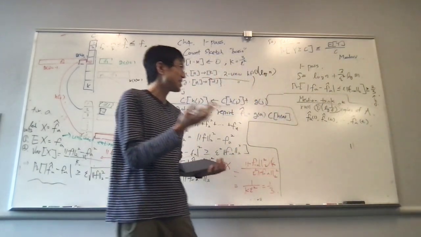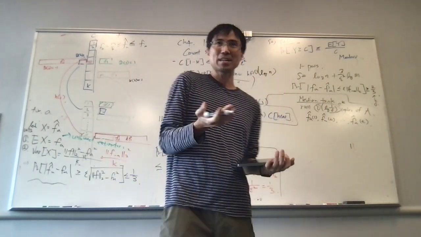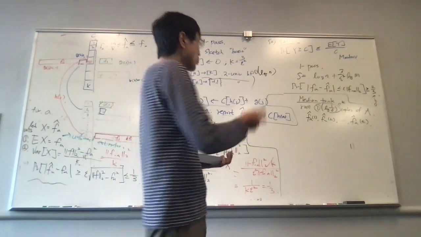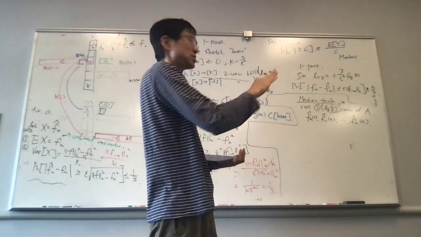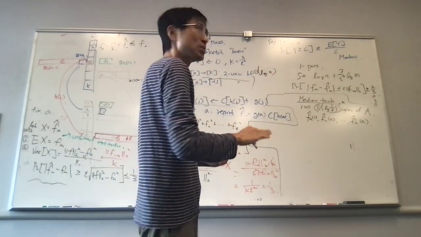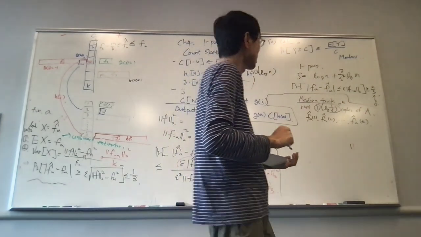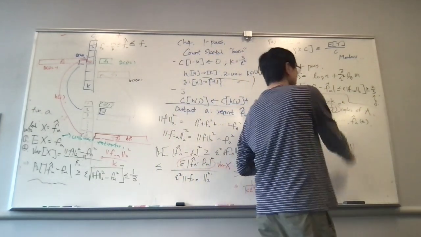We are going to get T estimates because we are running the same algorithm, right? T copies. Okay? Yes? Inside T is a log of 1 over delta. What over log delta, I'm sorry.